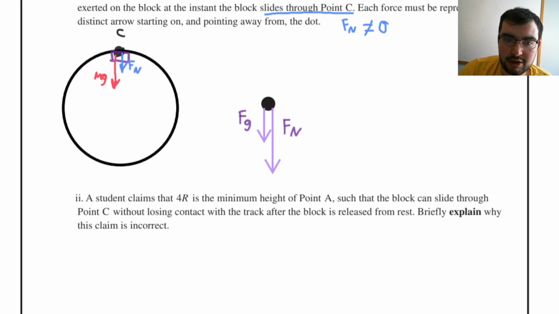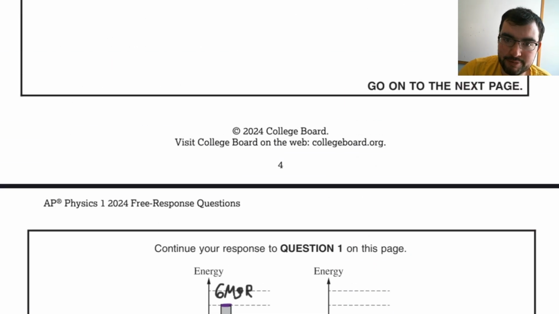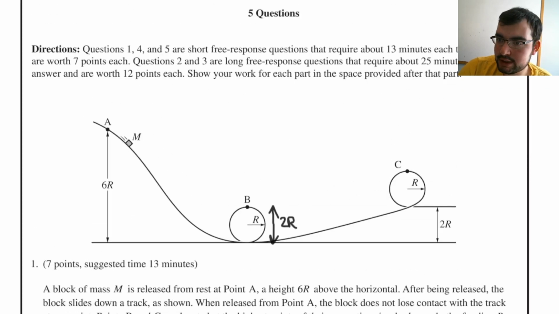And last, a student claims that 4r is the minimum height of point A such that the block can slide through without losing contact with the track after the block is released from rest. Briefly explain why the claim is incorrect. So it seems like this 4r is important here, so let's go back. So the student is claiming that in order to loop the loop, we need to drop this from a height of 4r. And the reason that's significant is 4r is the height of the second loop relative to the ground.